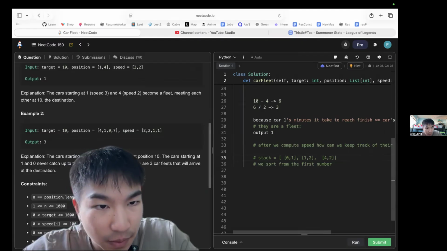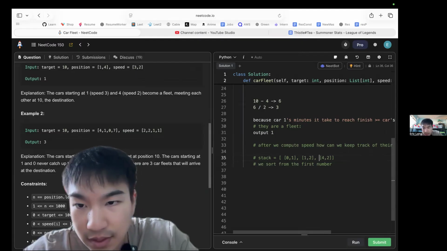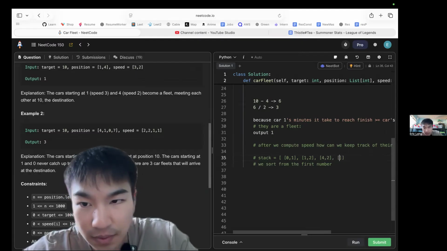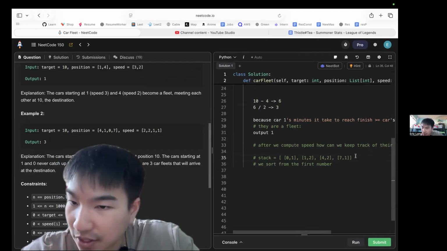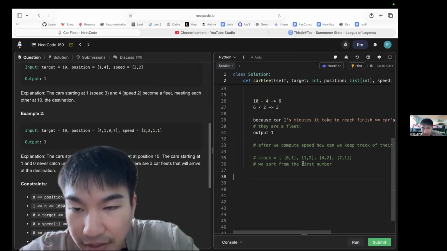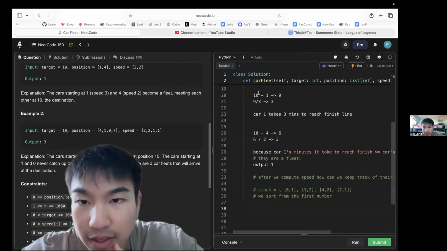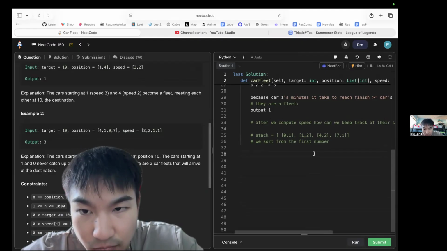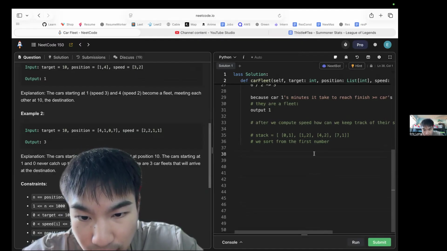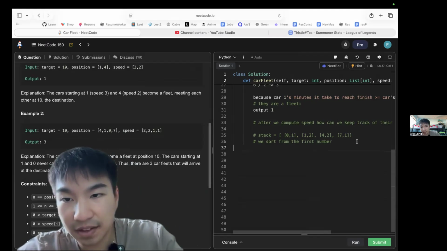Okay, so we got 0, 1, 4, and now we get 7. Well, 7 runs at 1, so it's a 7, comma 1. And now that it's actually sorted, this is what we want. Then we go ahead and do the math. We run this math right here.